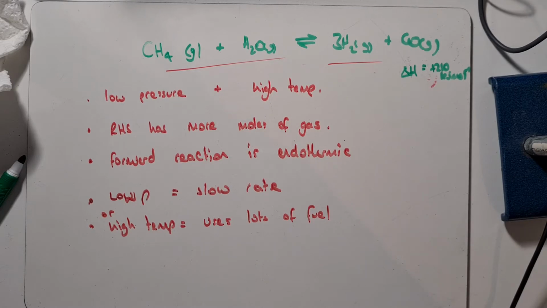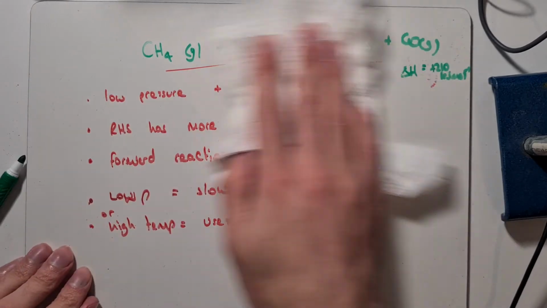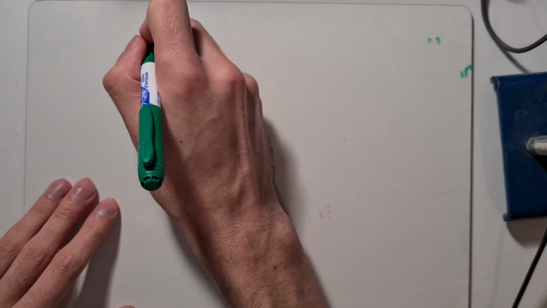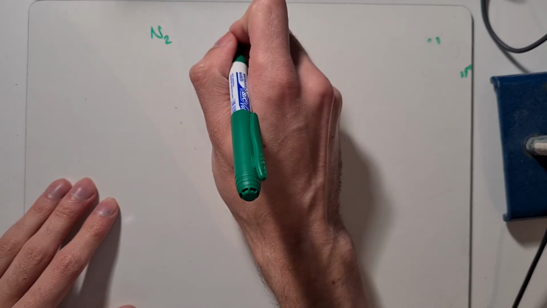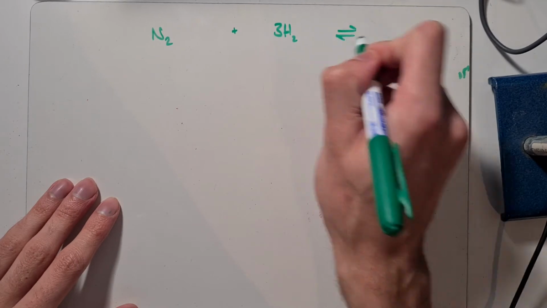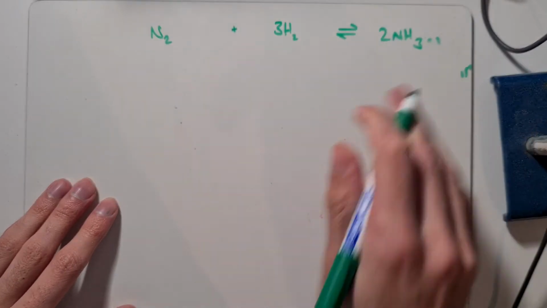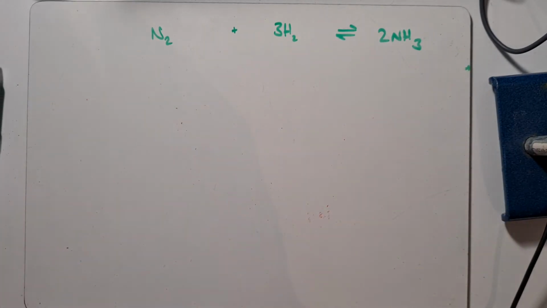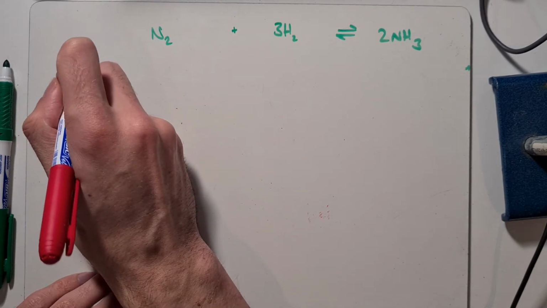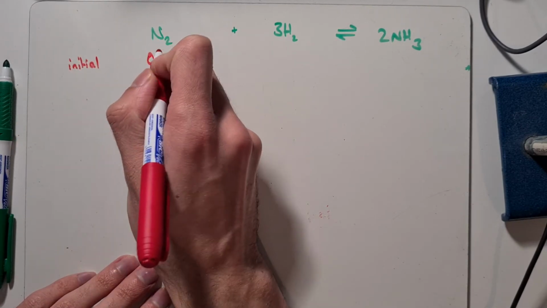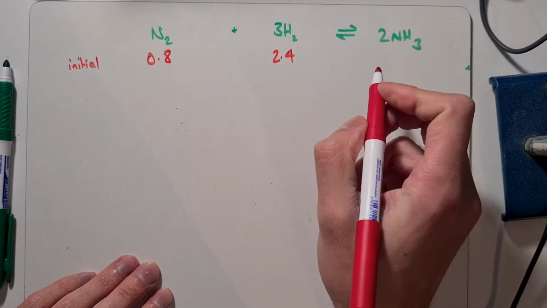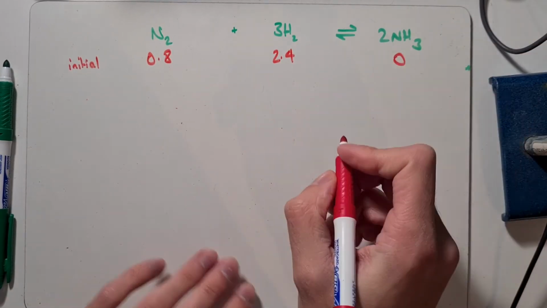Part C was a great question. We start with the reaction N2 plus 3H2 goes to 2NH3. So the Haber process tells us that at the beginning, so initial, we have 0.8 moles of N2, 2.4 moles of the hydrogen, and 0 of NH3.